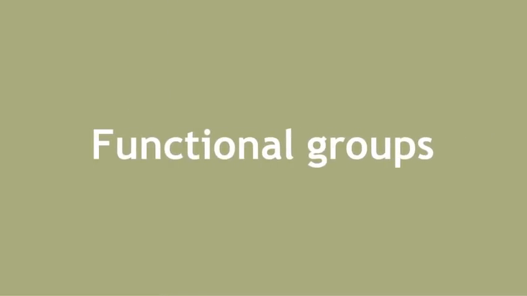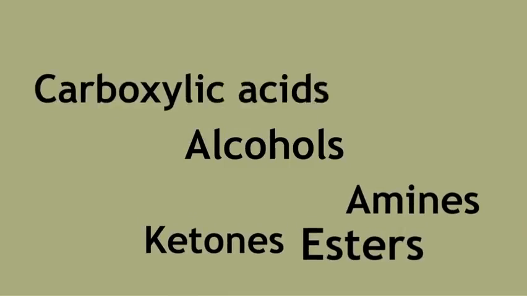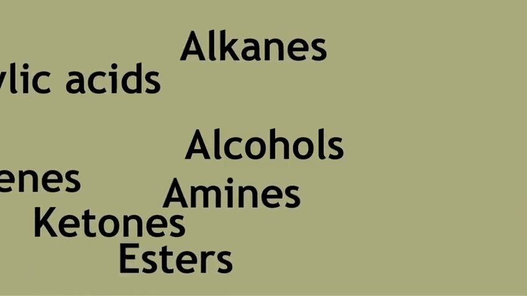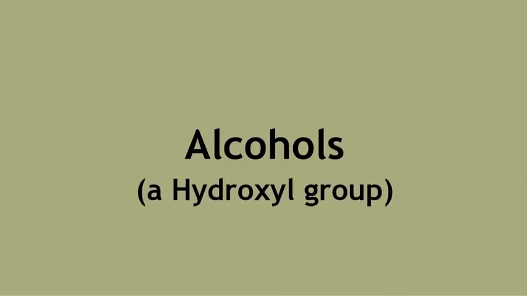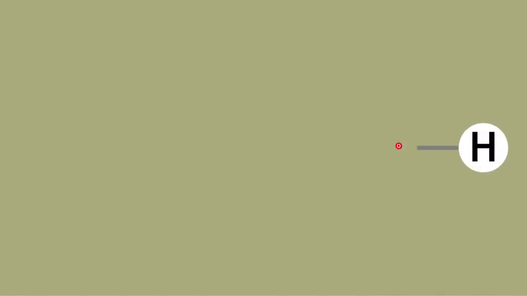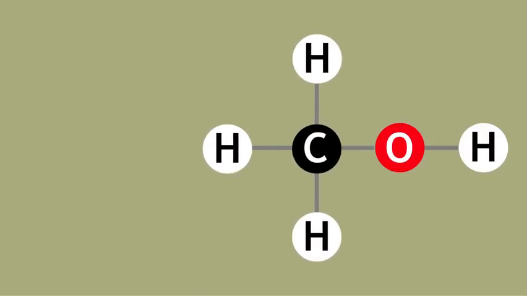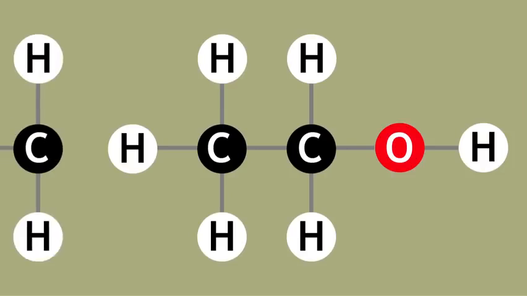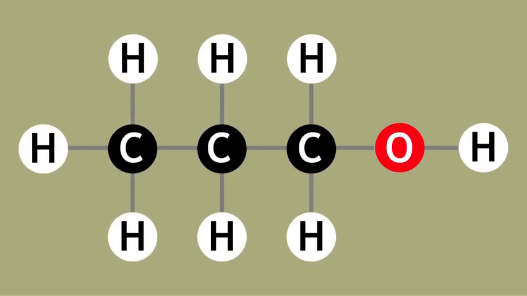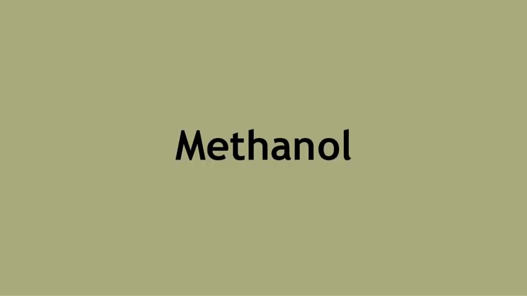Functional groups are groups of atoms which give molecules similar properties. There are many different functional groups. You may have heard of the alcohol group. This is a hydroxyl group and is a hydrogen bonded to an oxygen, which is then covalently bonded to the rest of the molecule. This group can be attached to any of the alkanes to form alcohols, their names all ending in -ol. For example, methanol, ethanol, and propanol.